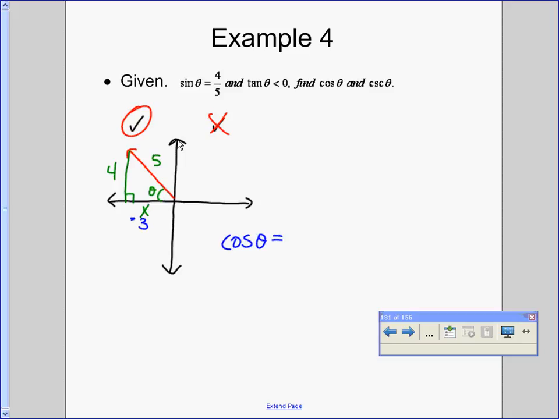Cosine is going to be adjacent over the hypotenuse. So we have negative 3/5. And then we are looking for cosecant, and cosecant we know is just going to be the reciprocal of our sine, so that's going to give us 5/4.